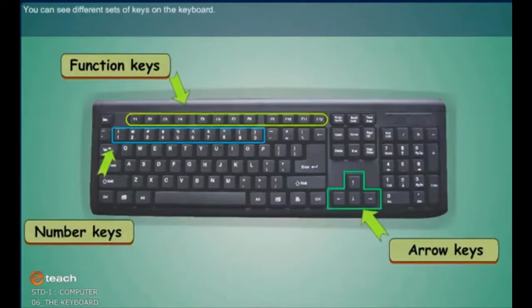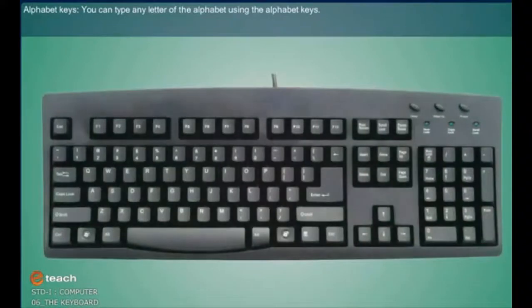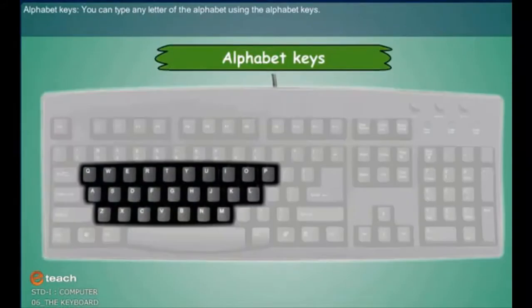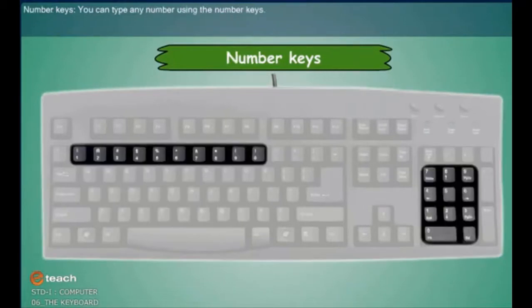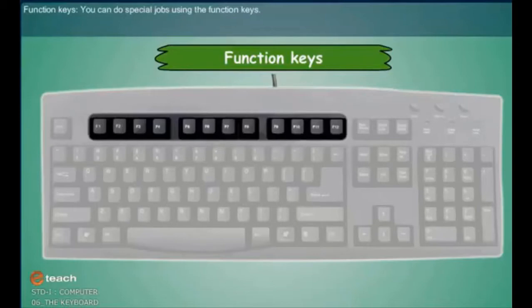You can see different sets of keys on the keyboard. Alphabet keys: you can type any letter in the alphabet using the alphabet keys. Number keys: you can type any number using the number keys. Arrow keys: you can use the arrow keys to move up, down, left, and right on the screen. Function keys: you can do special jobs using the function keys.